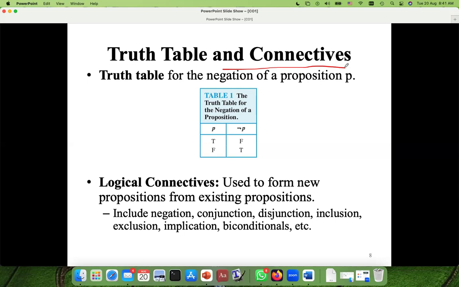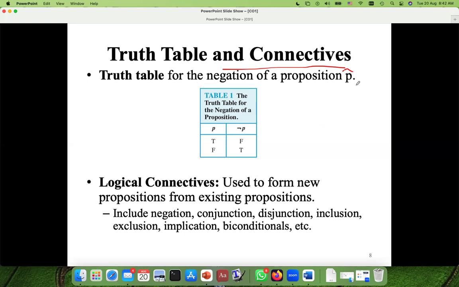Anyhow, so now if you have to draw the truth table for the negation of P, then you must need P first. So that P is there, you can make by yourself, and then negation P, which means the opposite of that. So this is true, and here you have to write false. This is false, and here you have to write true. This is the negation of P. Yeah. So now here you can see the truth table for the negation of P.